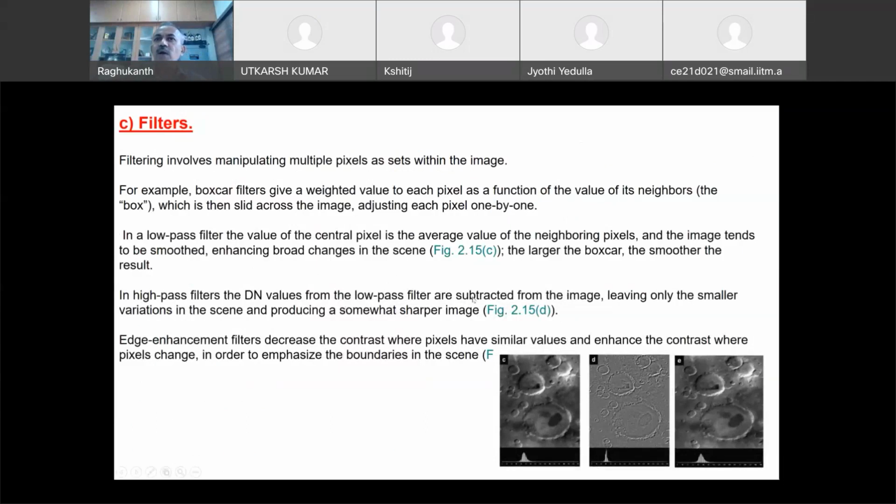The DN values from the low pass filter are subtracted from the image, leaving only the smaller variations in the scene, producing a somewhat sharper image. This is the sharpest image basically. Now the low pass filter looks like this. So which image is easy to detect craters? Among C, D, E, where can you easily detect the craters clearly? D. Yes, in D you can count the crater boundaries, you can see beautiful circles.